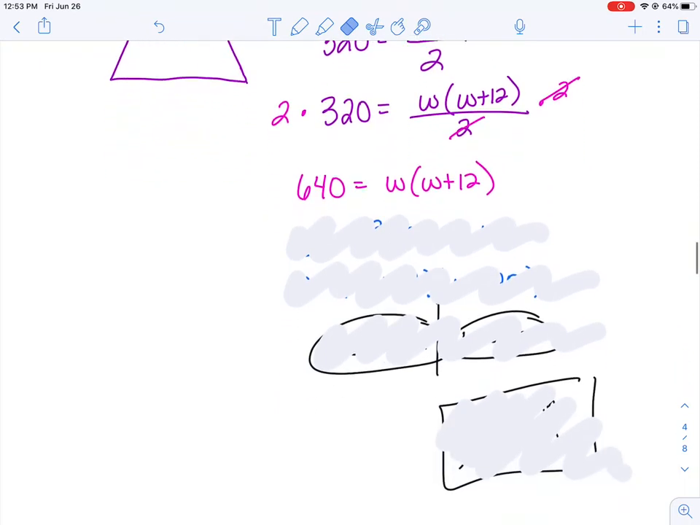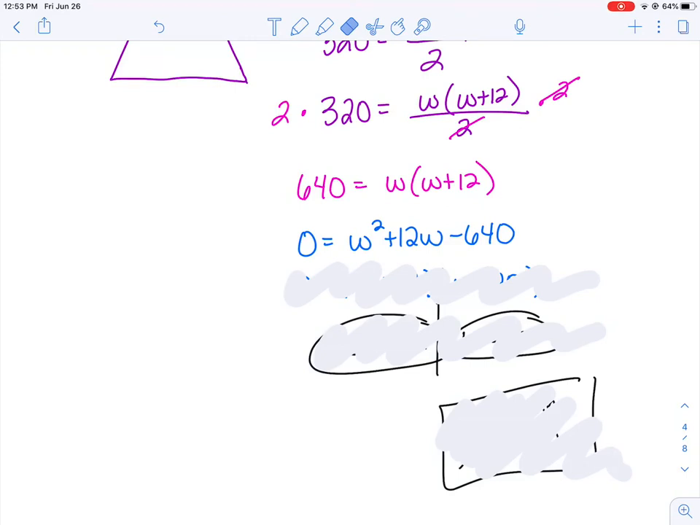All right, now that I don't have any more fractions, any more denominators, what I can do is I can distribute the W through, and I can move the 640 over by subtracting it. I've now moved everything to the same side and put it in order. It looks like a quadratic, right? Has 3 terms, no GCF. To me, this looks like a basic factor problem. I need to find numbers that multiply to negative 640 that add to positive 12.